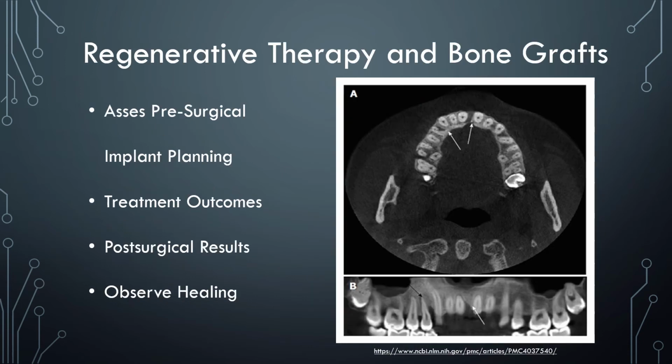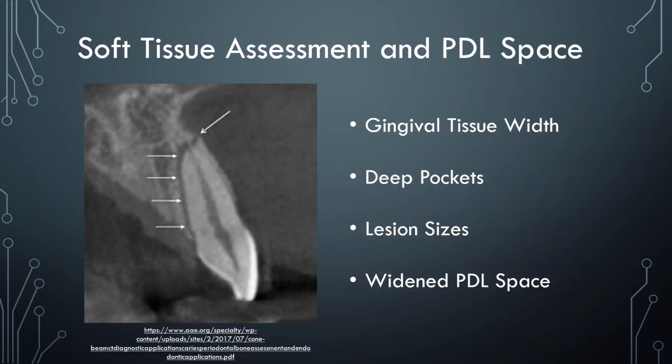It also assesses pre-surgical implant planning for anatomical landmarks, diagnostic and treatment outcome evaluations, post-surgical results of regenerative therapy, and observes bone grafting healing. CBCT can measure gingival tissue and the width of the facial, palatal, and lingual gingiva. It can also assess lesions, deep pockets, lamina dura, and changes in periodontal ligament space.